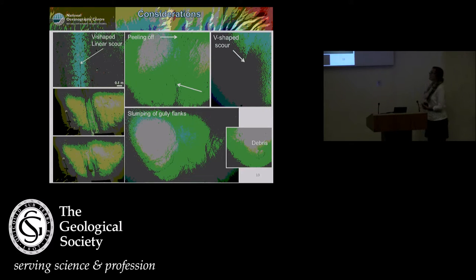And at the heads of the gullies, we saw peeling off of the heads. And this suggests that the gullies are eroding back into the shelf retrogressively. And this can give us an idea of how they are evolving.